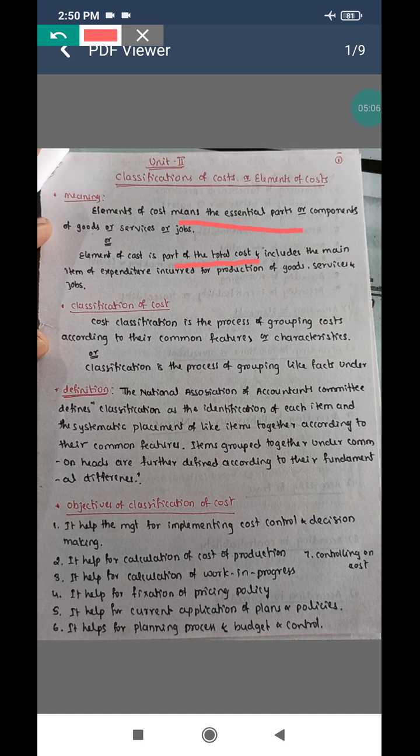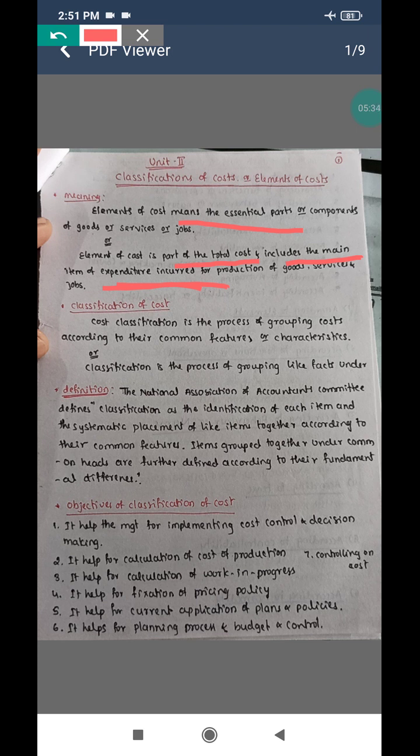Element of cost is a part of total cost and includes the main items of expenditure incurred for production of goods, services and jobs. So the element of cost is a part of the total cost. In that, we have to include the expenditures incurred for production of goods. So what is the total cost? The total production cost.